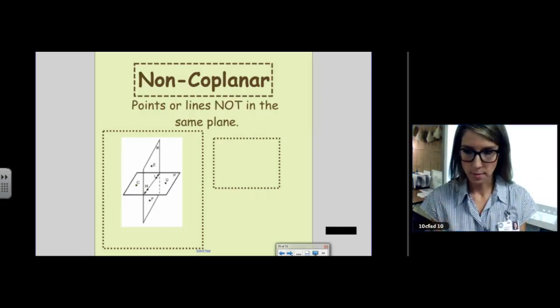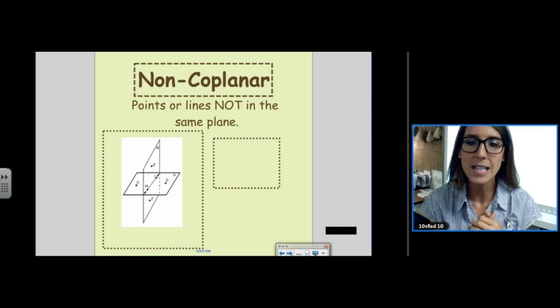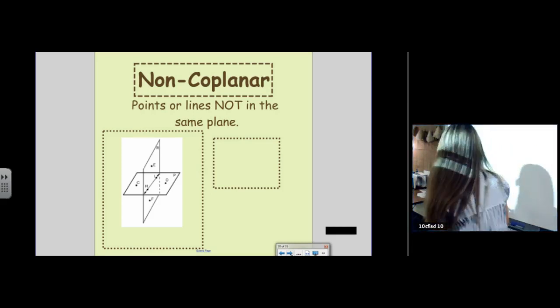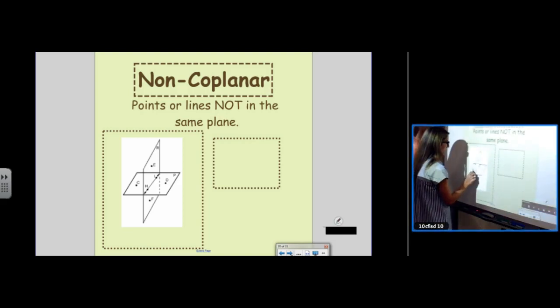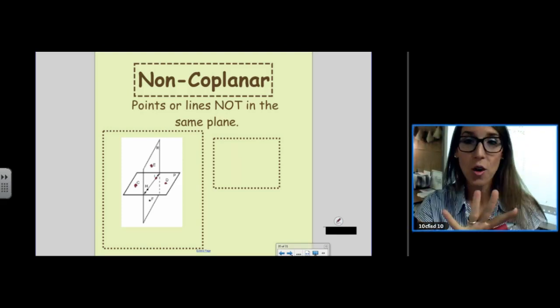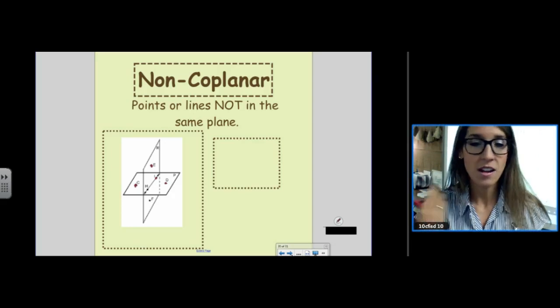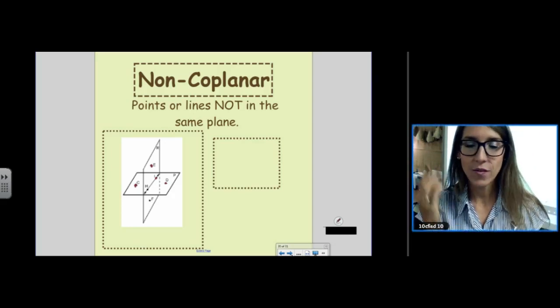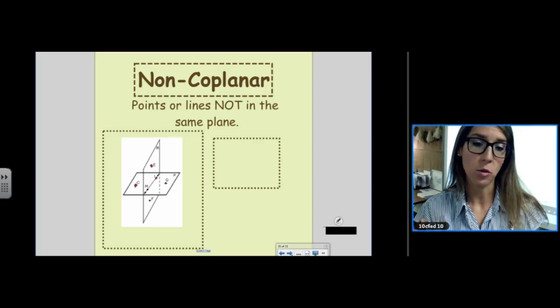Non-coplanar, the opposite of coplanar, points that are not in the same plane. So some points that would be non-coplanar would be those same points, C, I, D, and E. Those 4 points are non-coplanar. It is impossible to put a flat surface through all 4 of those points at once.